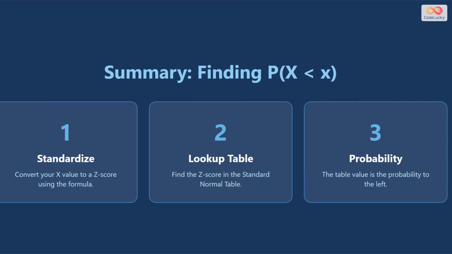To summarize, whenever you need to find the probability that x is less than a value, remember these 3 steps. First, standardize your value to a z-score. Second, look up that z-score in the standard normal table. And third, the value you find is your probability.